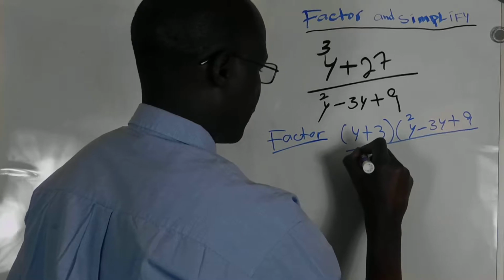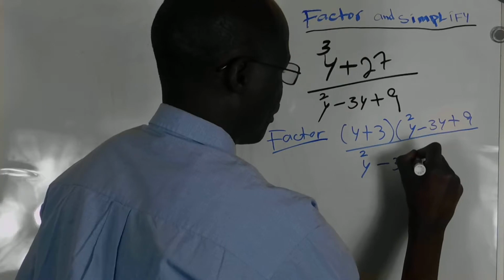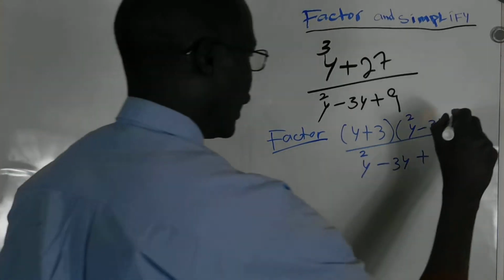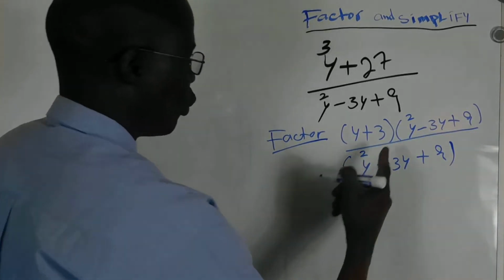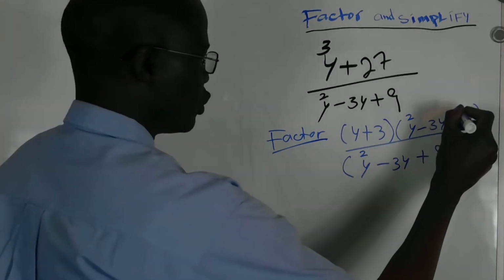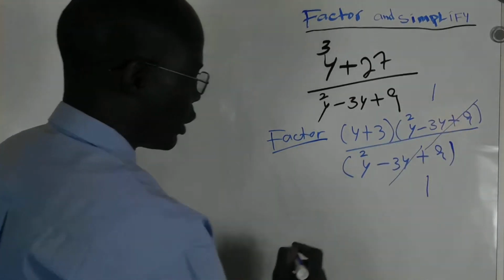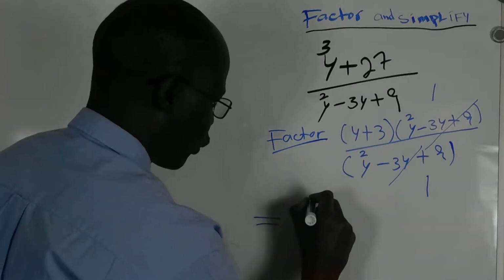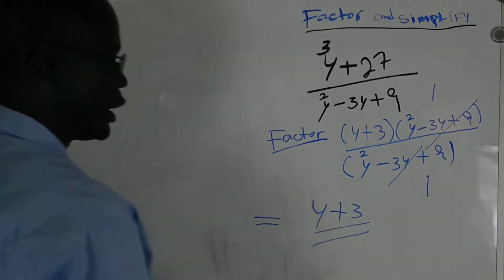y power 2 minus 3y plus 9. And as you can see, we can cancel those two. So this one is equal to 1 here, and this one is equal to 1. So the answer should be left with y plus 3. And that should be your answer.